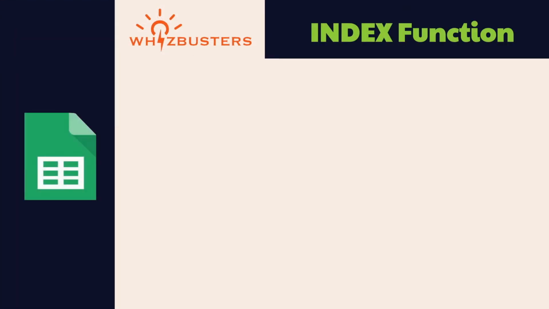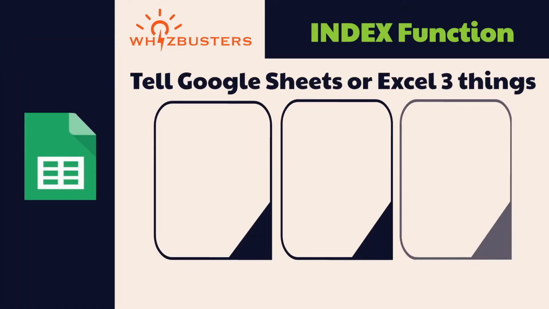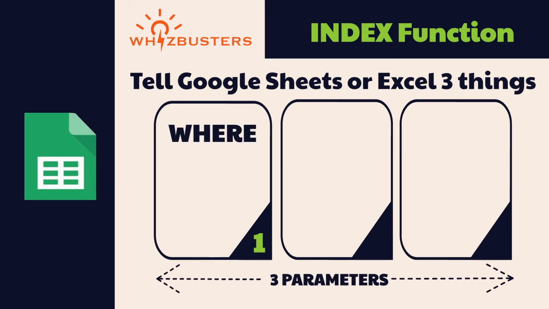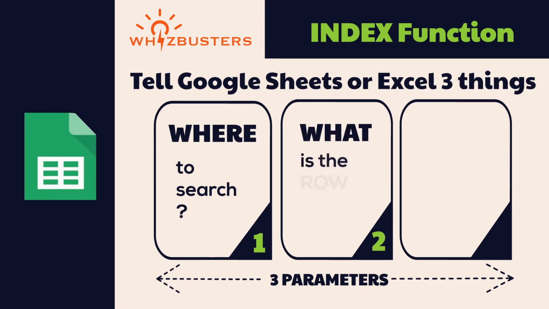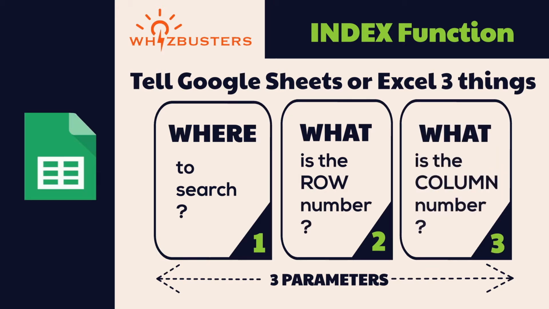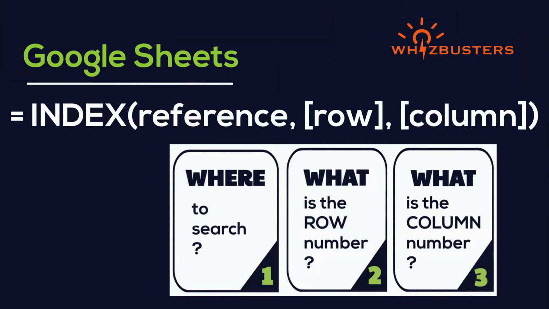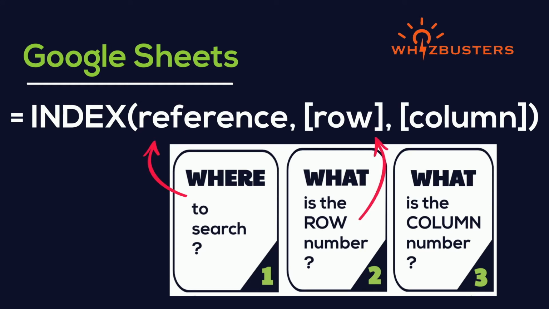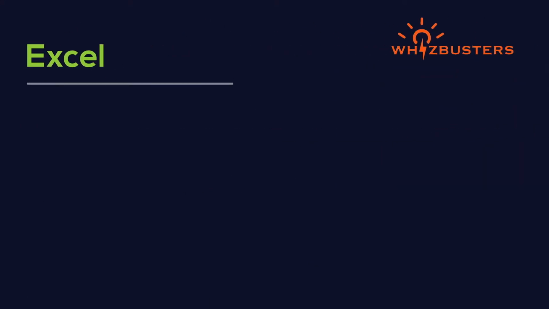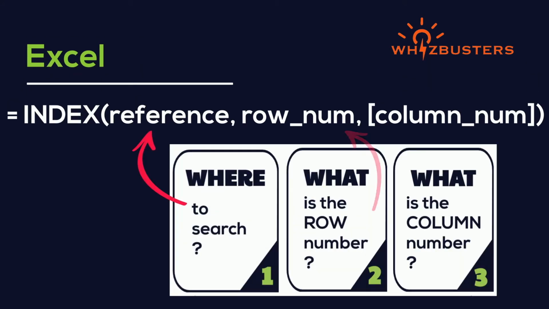To use the index function, we need to tell Google Sheets or Excel three things. One, where we want to search. This is the range of cells of the table or list. Two, the row number in the range of cells in the list or table. Three, the column number in the range of cells in the table or list. In Google Sheets, you will see equal index, reference, row, column, while in Excel, you'll see index, reference, row num, column num. So let's dive into an example to see what I mean.